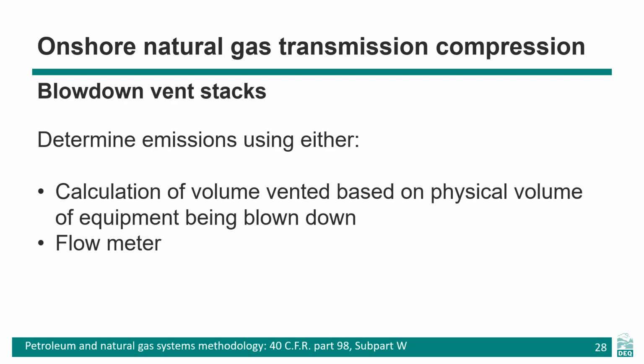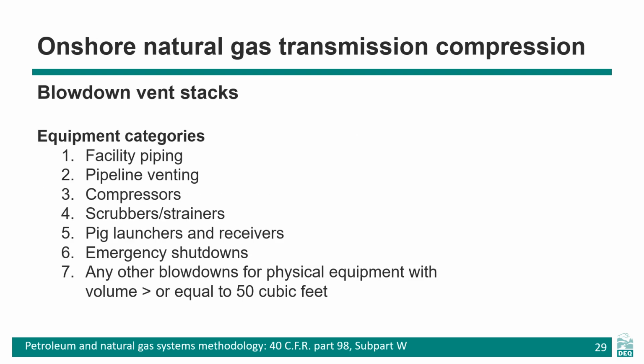Anytime equipment is depressurized, that volume of gas vented to the atmosphere must be calculated at the blowdown vent stacks. These emissions can be quantified either with a flow meter on the blowdown vent stack or calculated based on unique physical volumes of equipment that is blown down. Any volumes that are routed to a flare should not be reported under this source type, but included under flared emissions. Blowdown vent stack emissions should be categorized by the type of equipment blown down.